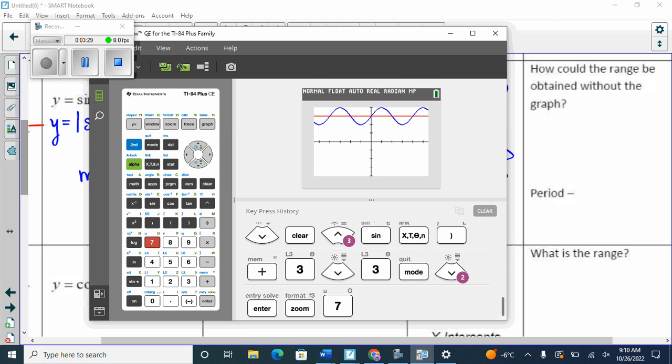So the reason why I'm making you look at this is next over here it says, how can the range be obtained without the graph? So I went and looked at the graph now. I could get the max and I could get the min, and then I would give the range, correct? I could use my calculator to do that. But what if I give you variables? You can't use your calculator. So how else do we do it?